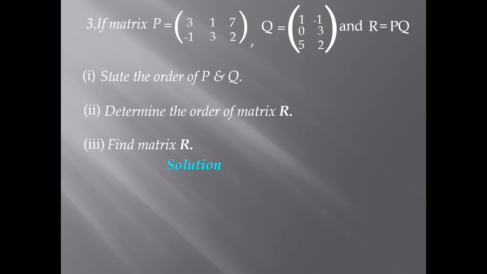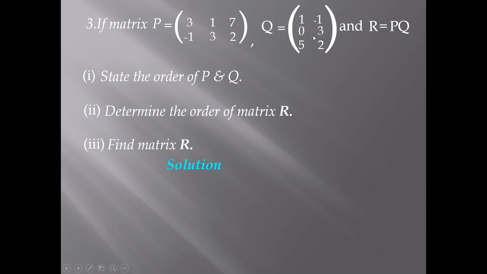You look at the number of rows. How many rows are in matrix P? And how many columns are in matrix P? So this is row 1, row 2. So it has 2 rows. And how many columns? 1, 2, 3. So therefore, matrix P is a 2 by 3 matrix. 2 by 3 meaning that it has 2 rows and 3 columns. How about matrix Q? How many rows do you see? Rows are horizontal. So this is the first row, second row, third row.